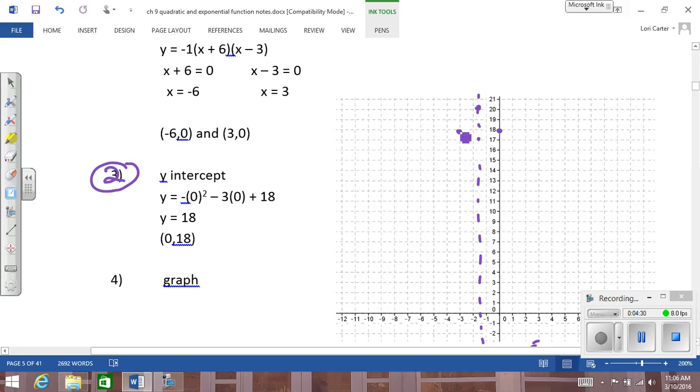Is it a minimum? It's a maximum. What is my max value actually? 20.25. Yep, it's max at 20.25. Good job.